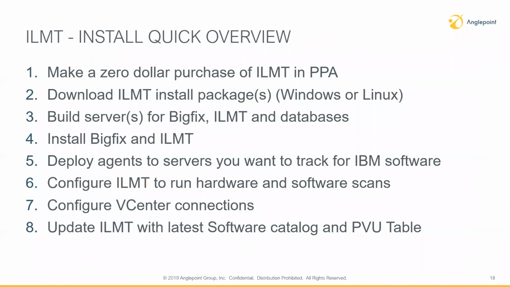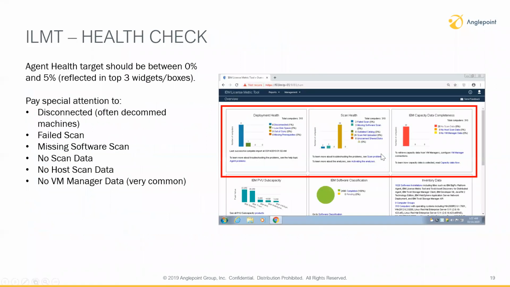Number 6, you're going to configure ILMT. This is getting into more of the tooling, and I'm not a tooling expert. Configure ILMT to run the hardware and software scans. Number 7, configure vCenter connections. And then number 8, you're going to make sure to install or update ILMT with the latest software catalog and PVU table. So that's a quick overview. Now let's get into ILMT. I'm going to open up a little demo of ILMT. Let me pull this up.